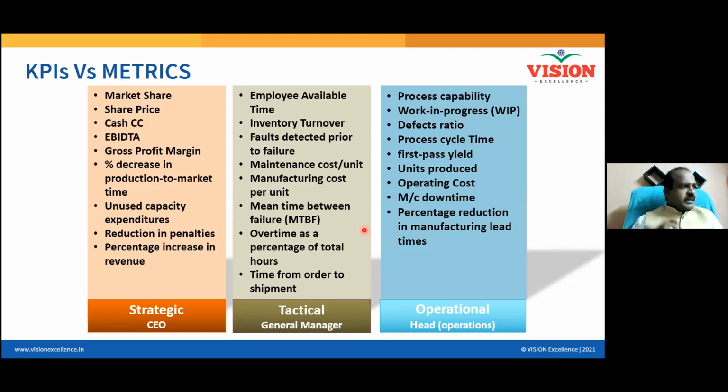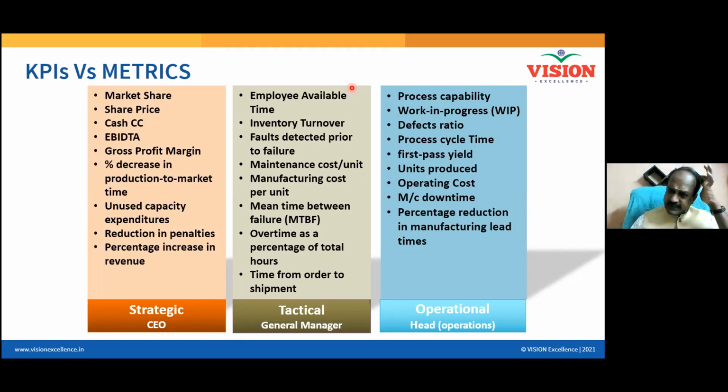Similarly, share price, and the cash conversion cycle, the time it takes for your organization to convert the resources into dollars. The cash conversion cycle has to be as small as possible. If it is smaller, then the overhead, or the investment required for the operational cost, will be lower. EBITDA, earnings before interest and deduction of taxes. So these are some financial related metrics.